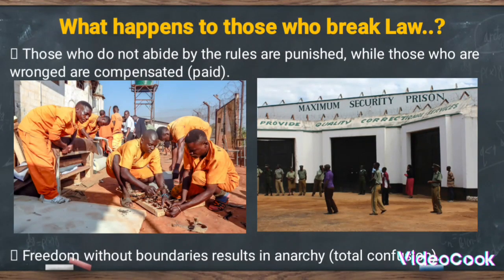But what happens to those who break the law? Well, those who do not abide by these rules are obviously punished, while those who are wronged are compensated or paid. So that picture there shows you what happens to wrongdoers who are found on the wrong side of the law. They are actually punished. But the essence of law itself is to make sure that freedom is regulated, because freedom without boundaries leads to anarchy, total confusion and chaos. So the law allows people to have the boundaries in which they can exercise their rights and freedoms.